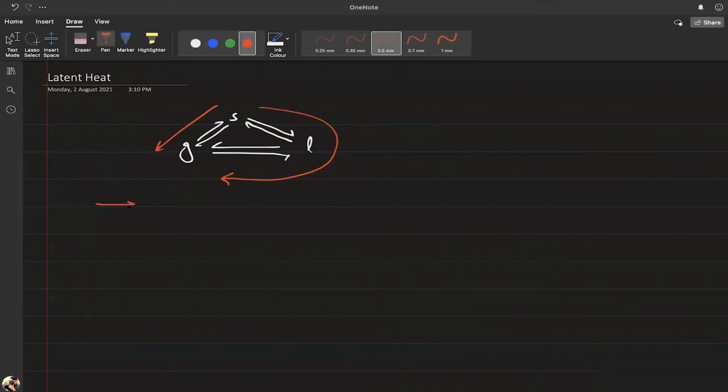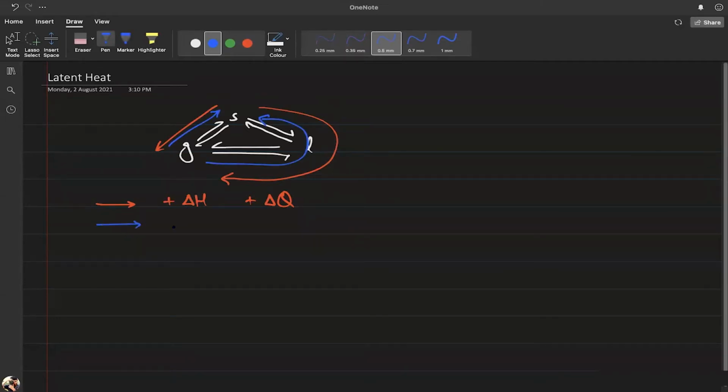So the red arrow shows positive delta H. Delta H means how much energy is taken in. In physics, we usually write it as delta Q, where Q is basically heat. So both of them are the same thing. Similarly, the blue arrow shows that energy is given out, which we show as negative delta H or negative delta Q. That simply means that energy is being given out.